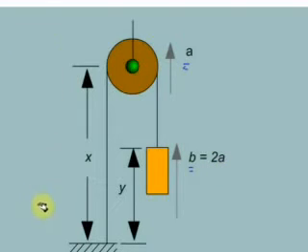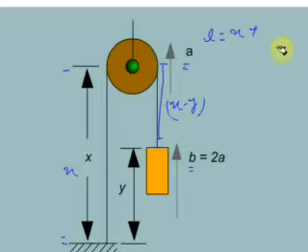So let's take this ground as the reference point. Let's say that the length of this part of the thread is x, and the displacement of the block with respect to this reference point is y. So the total length L is equal to x plus this length, and this length is nothing but x minus y. So total length will be x plus x minus y, or it is equal to 2x minus y.